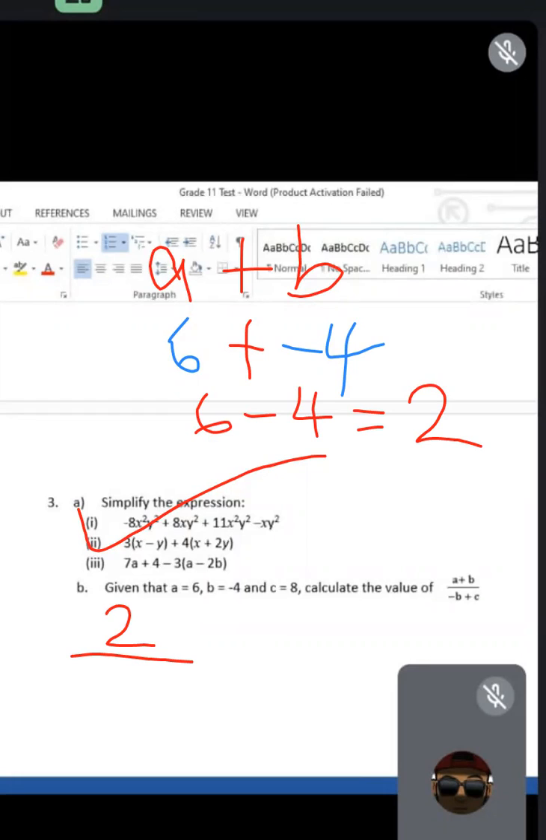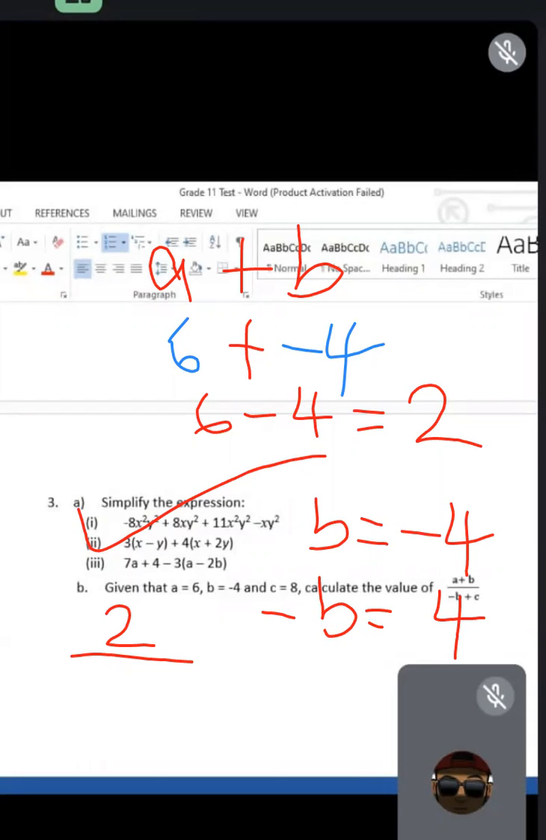Minus B, oh, that's pretty easy. If B is minus 4, then minus B is positive 4, right? So let's try this. B is minus 4. Minus B is equal to minus 4 times minus 1, resulting in a positive 4. Now we're going to have a positive 4 plus C.